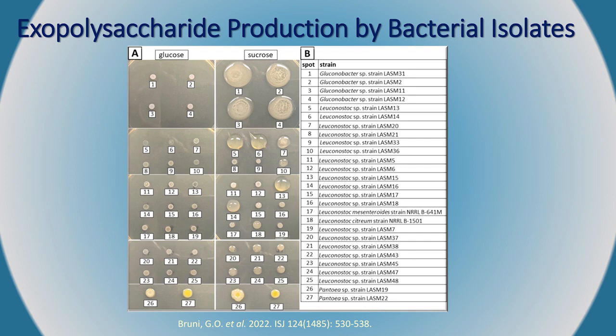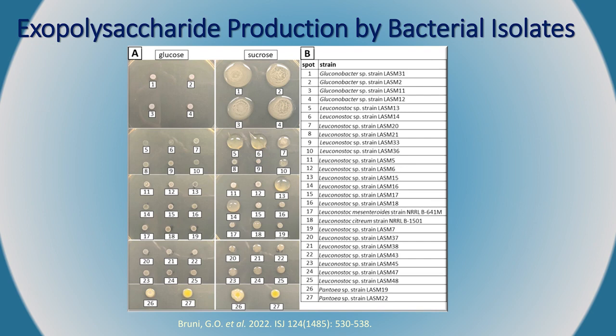And so on the left panel, we have spotting onto a glucose-based medium, and on the right, we have spotting onto a sucrose-based medium. And if you look at these panels up here, you'll see the Gluconobacter isolates, and you see they produce EPS only on sucrose, so their production is sucrose dependent, and they produce this profuse, watery EPS. And down here, we spotted a bunch of Leuconostoc isolates, and here are these little EPS bubbles on the plate if you look at them.